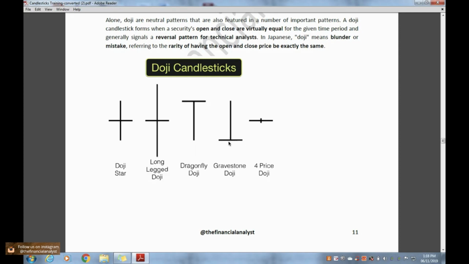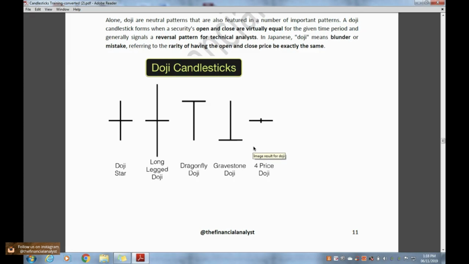We have next a gravestone doji, which is the opposite of a dragonfly doji. In a gravestone doji, we have a very large upper shadow, which tells us that the bulls were in control during the day, but during the ending session, the sellers pushed down the profits and the stock closed at the opening price. And lastly, we have a four price doji, having even smaller shadows than the doji star.